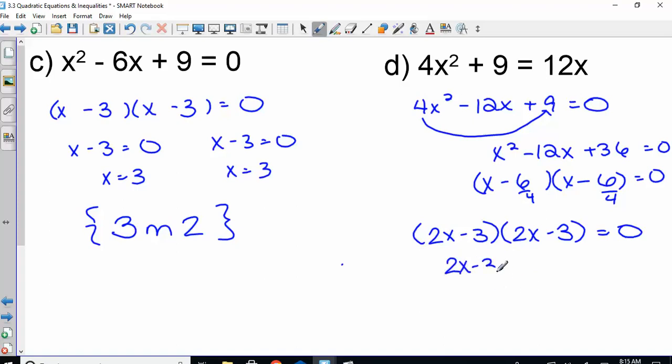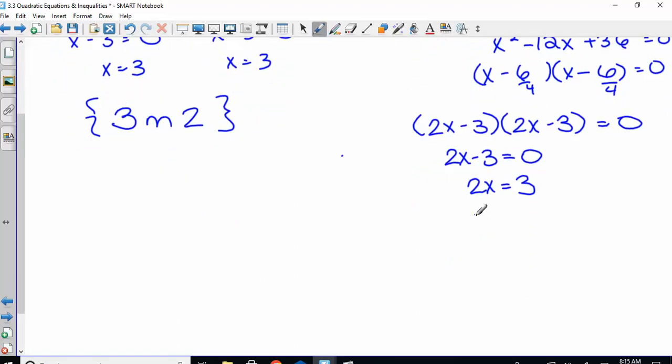These are the same. So we set it equal to 0. And we get 3 halves. When I go to write that, what would I have to put? 3 halves squared. That's a multiplicity of 2. The same answer works both times.